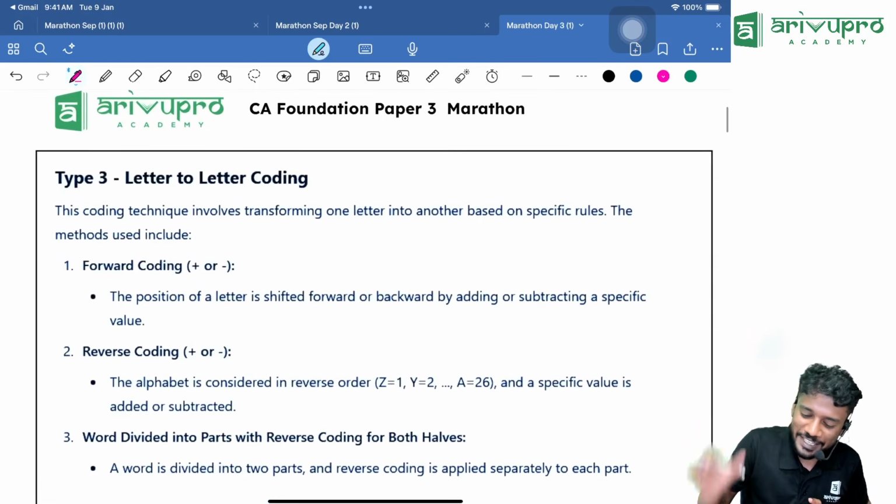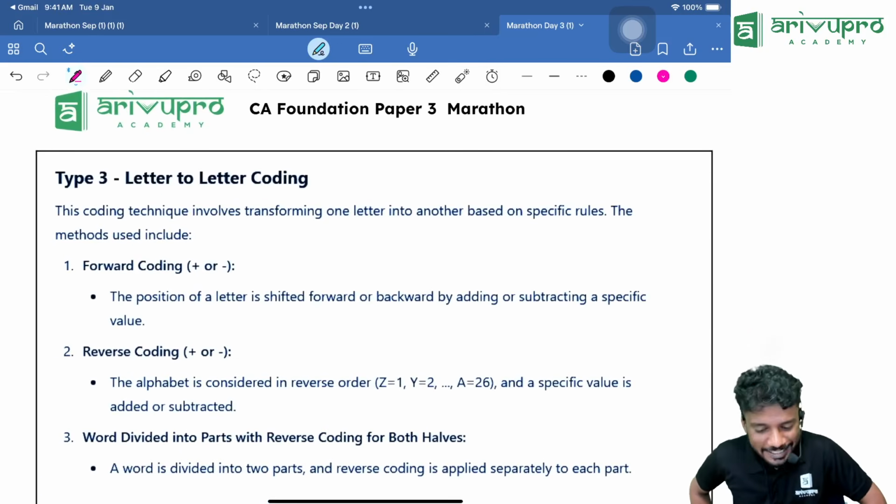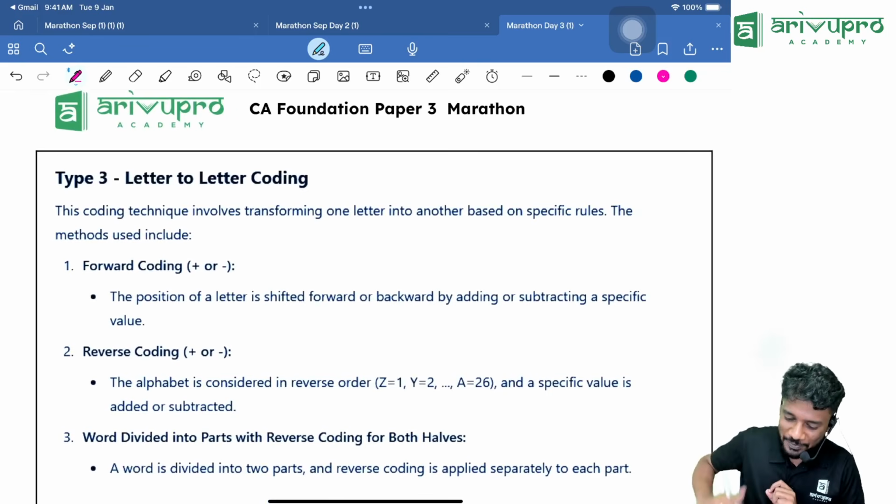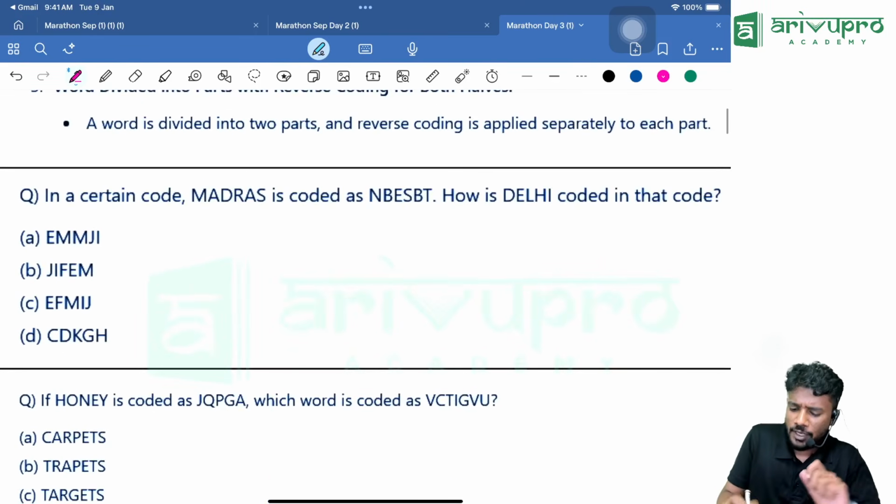Now, type 3. Letter to letter coding. Now, look at this. Madras.